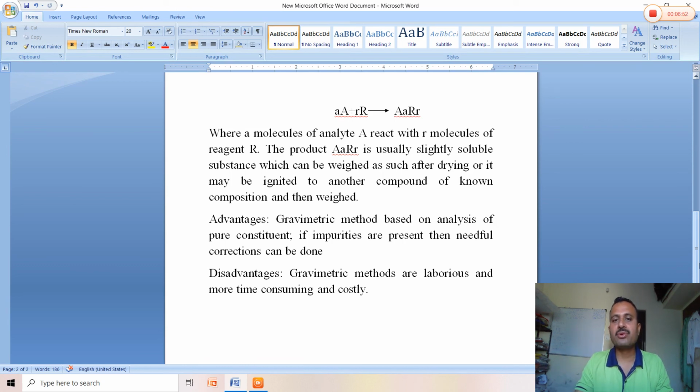So this is all about the principle, example, and disadvantages and advantages of the first chapter, that is gravimetry. With this content, I conclude this lecture.